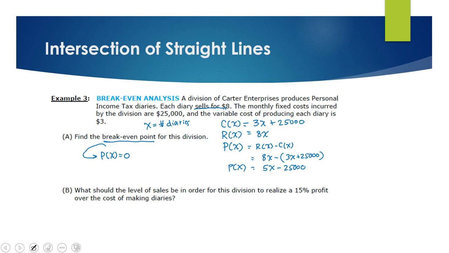Now with that profit function, as I said, I want to set it equal to 0, so I can figure out how many diaries have to be sold for this company to break even. So I'm going to add 25,000 to both sides. Divide both sides by 5, and x is 5,000. So to break even, the company needs to sell 5,000 diaries.